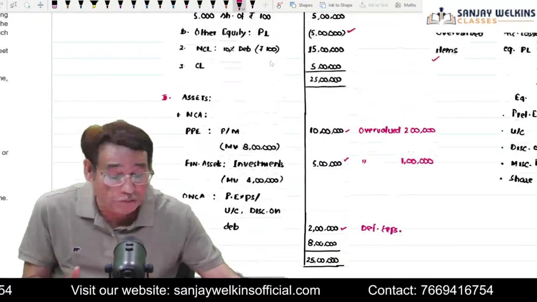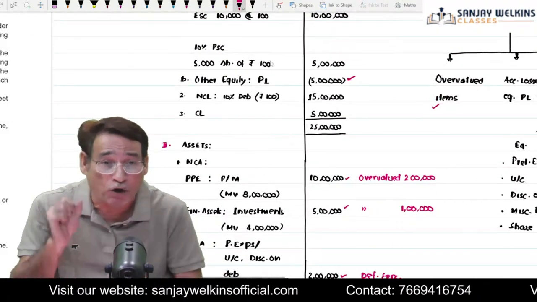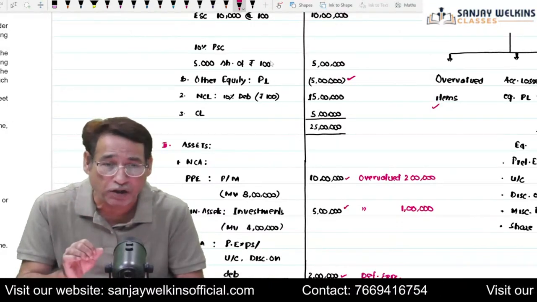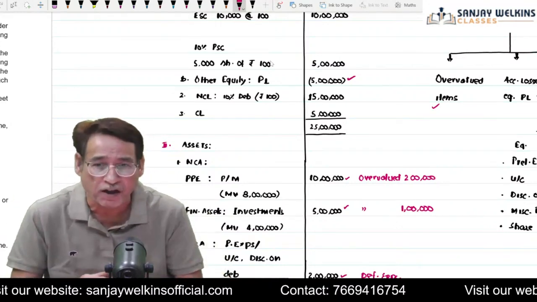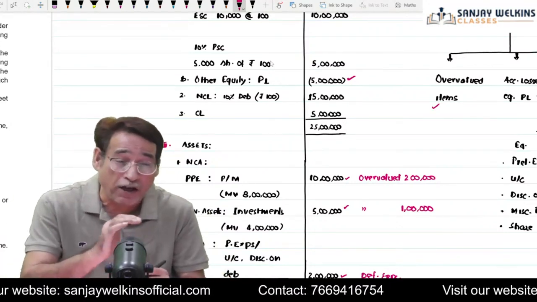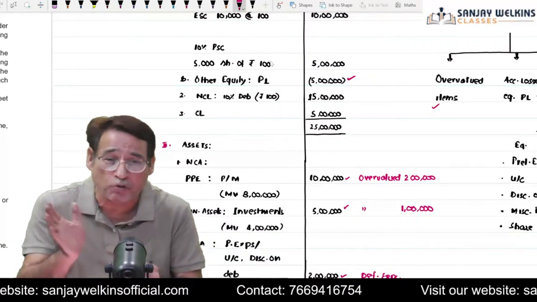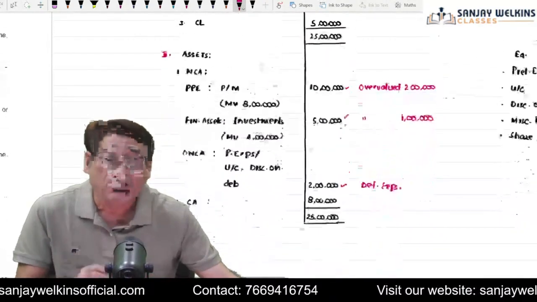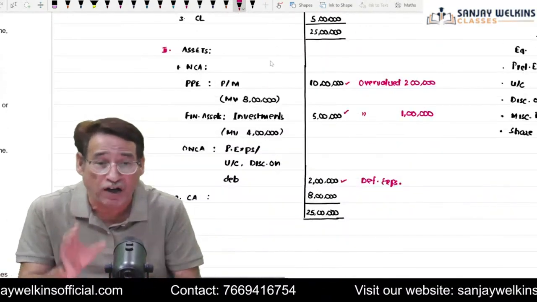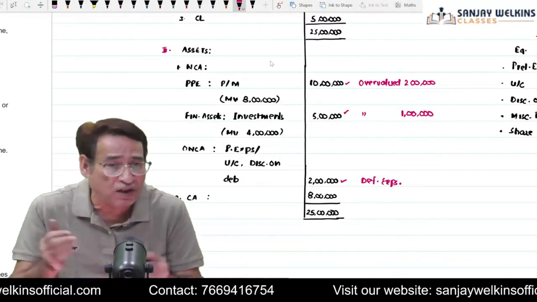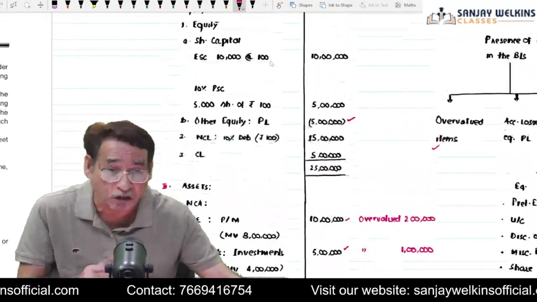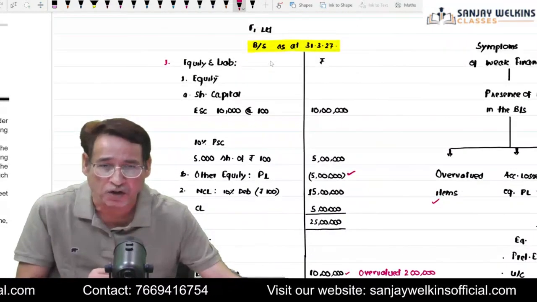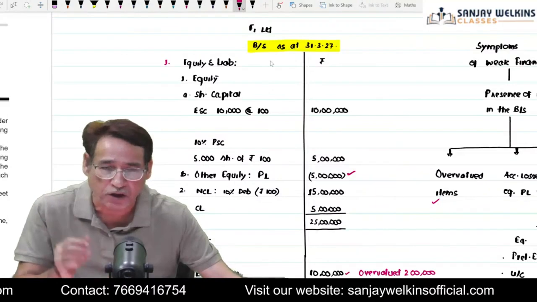When the balance sheet of a concern contains, number one, overvalued items, number two, accumulated losses, and number three, deferred expenditure in very high quantity, that could bring disastrous consequences for the company. So it becomes all the more necessary that these items be written off at the earliest. The scheme which an entity adopts to write off these items is known as scheme of internal reconstruction. I hope it is absolutely clear to you now.